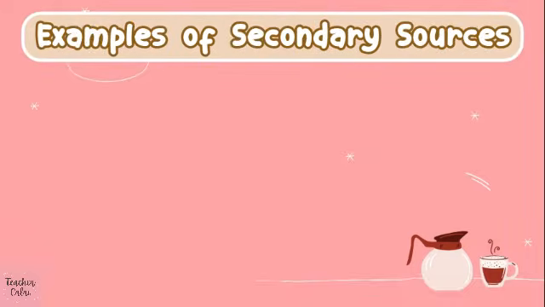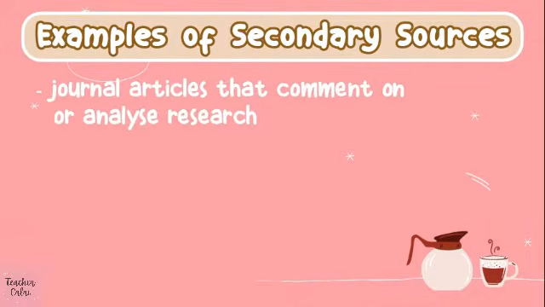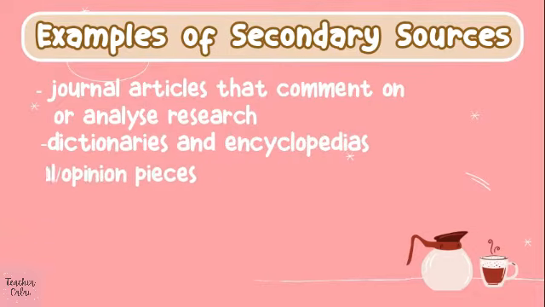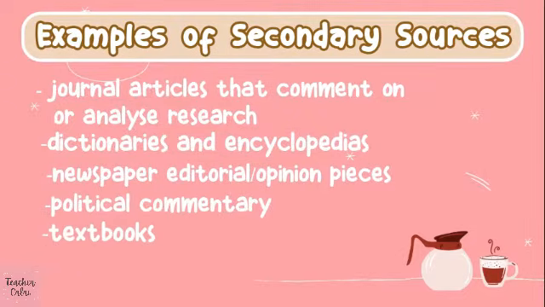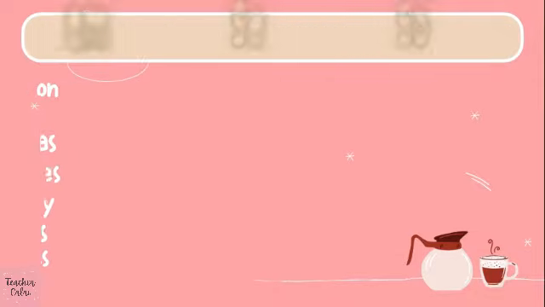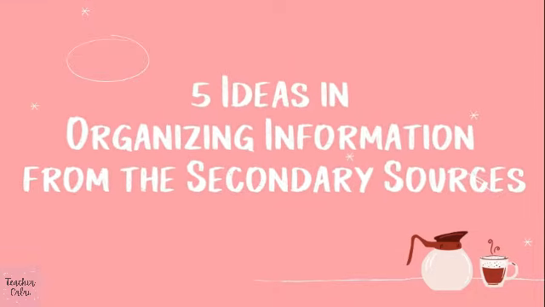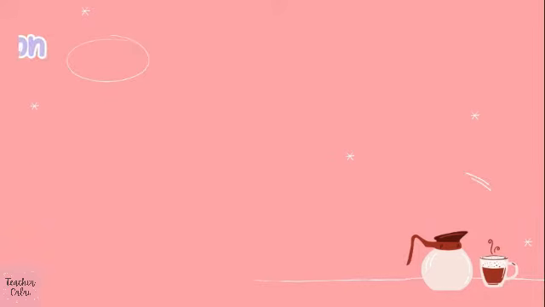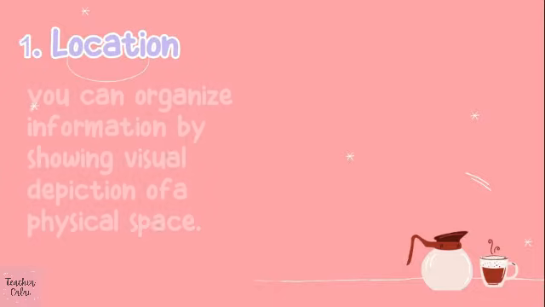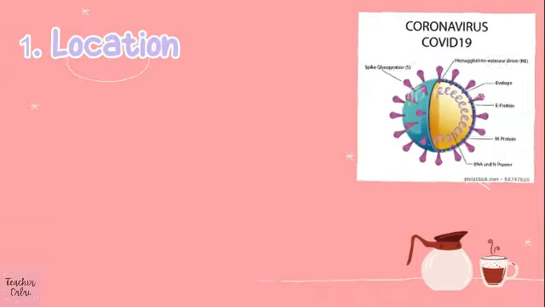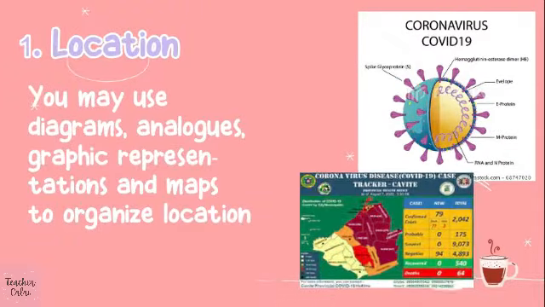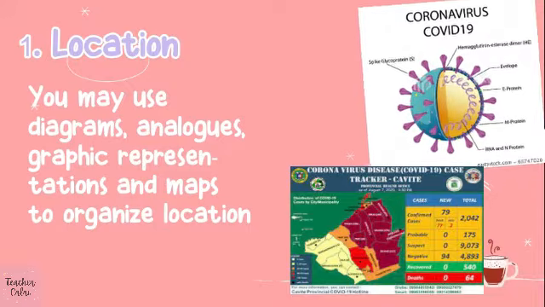Here are examples of secondary sources: journal articles that comment on or analyze research, dictionaries and encyclopedias, newspaper editorial or opinion pieces, political commentary, textbooks, and biographies. And now, let's talk about 5 ideas in organizing information from the secondary sources. The first one is location, where you can organize information by showing a visual depiction of a physical space. You may also use diagrams, analogs, graphic representations, and maps to organize location.